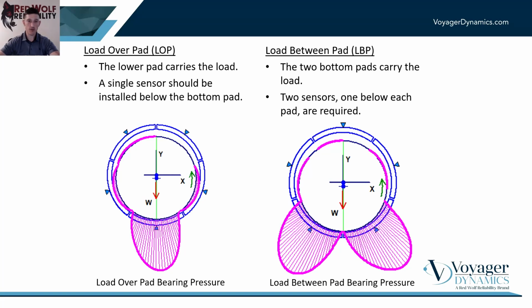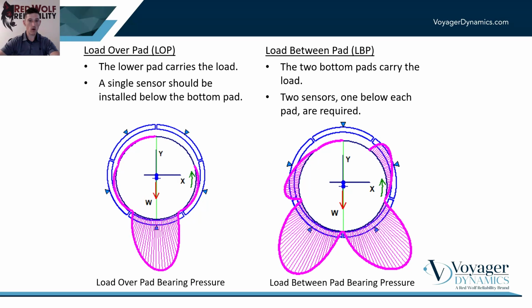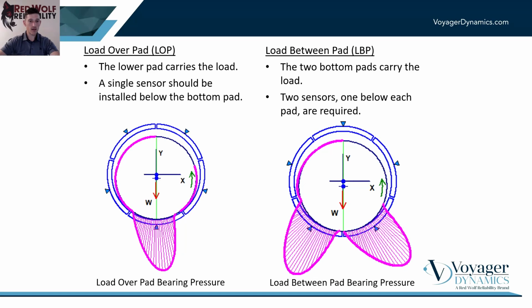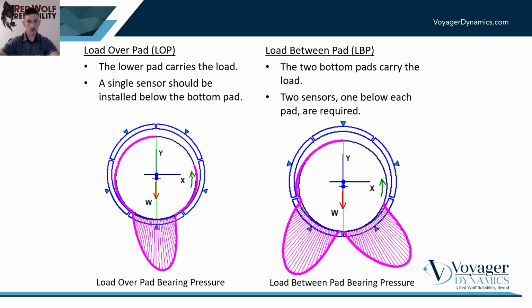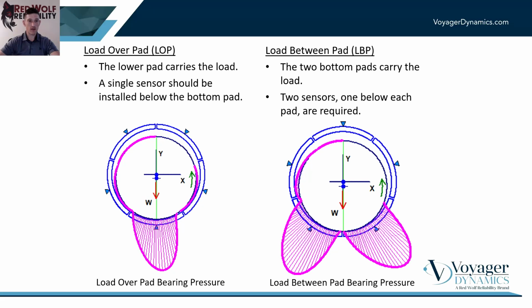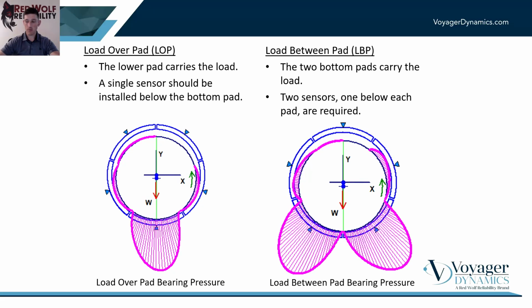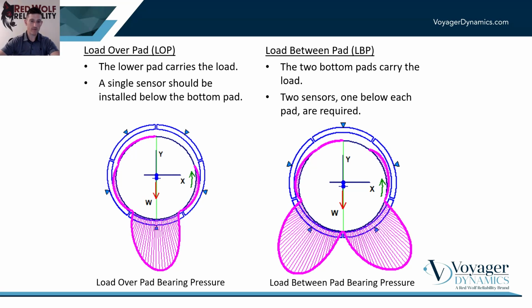If we look at the load between pad bearing, the two bottom pads, the lower left and the lower right pad, support that load almost evenly, and you end up getting high pressure in your oil film at each of those pads. So if we were to place FDS sensors on that bearing to monitor them, we would want to place the sensors below each of those pads, again pointing towards the shaft. But you would require 2 sensors for a load between pad bearing and only 1 for a load over pad bearing.